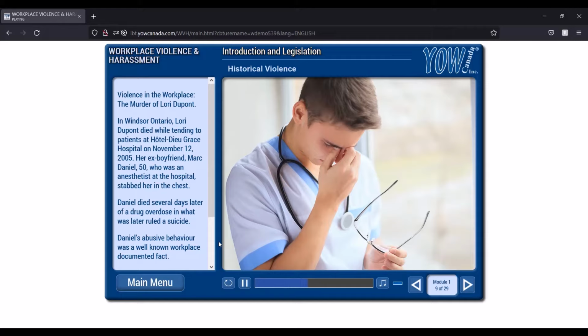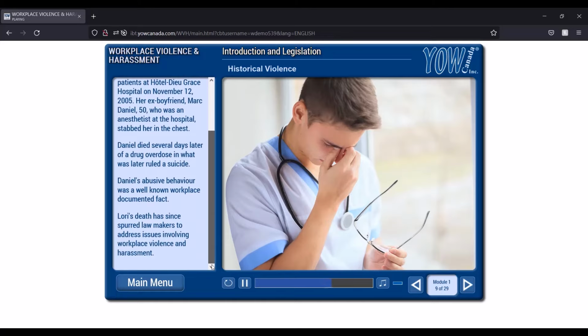Her ex-boyfriend, Mark Daniel, 50, who was an anesthetist at the hospital, stabbed her in the chest. Daniel died several days later of a drug overdose in what was later ruled a suicide. Daniel's abusive behavior was a well-known, workplace-documented fact. Lori's death has since spurred lawmakers to address issues involving workplace violence and harassment.